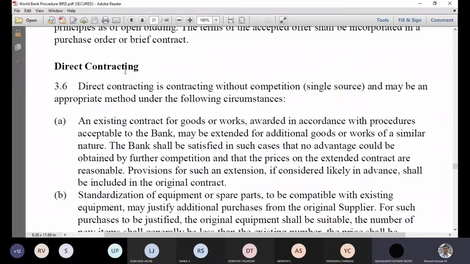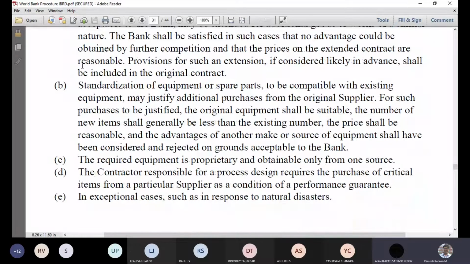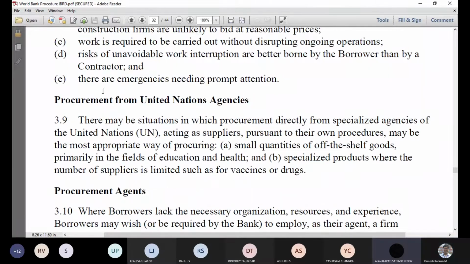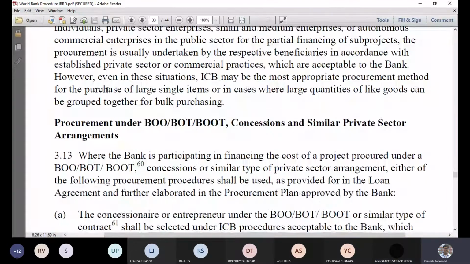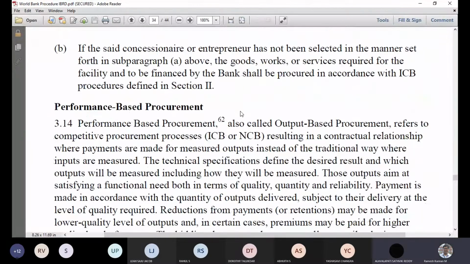Direct contracting is used during emergency, when they can't wait for recruitment and evaluation, then they can go for direct contracting. And force account is the use of the borrower's own personnel and equipment for doing the task, and then it gets remunerated later. And other things like procurement through United Nations inspection agents, and then we talk about BOT and BOO in the private sector, I mean, public-private sector, in tomorrow's class.